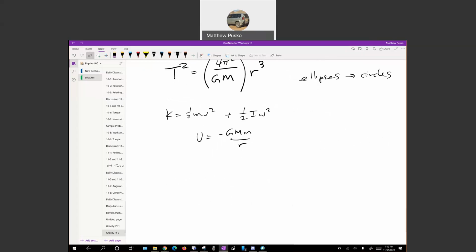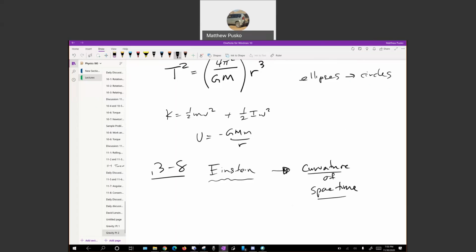Pretty interesting stuff to take a look at: chapter 13.8 and Einstein's views on gravitation. He basically, in very few words, I will put it, says that gravity is the result of a curvature of space-time. So take that opportunity to read that. It's not going to help you solve any problems in here, but if you are studying physics, you're going to want to know as much about this guy as you can. That pretty much sums up gravity for us.